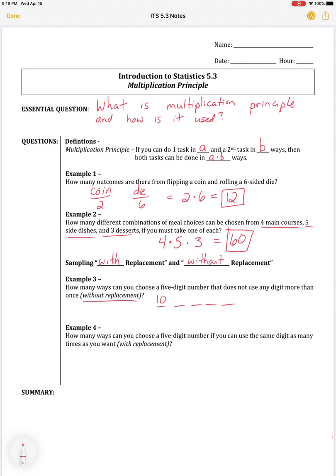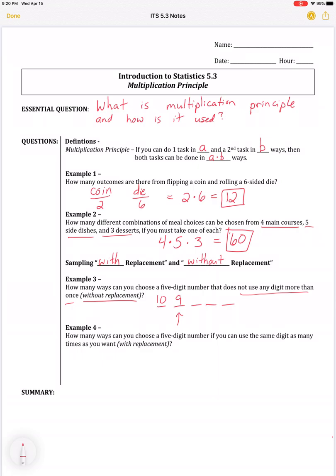The second digit, so right here, we can't use the same digit twice, right? It says you cannot use any digit more than once. So let's pretend we put 1 in the first spot. We can't use 1 again. So how many numbers are left? 9. Okay, so there's 9 left for the second spot.